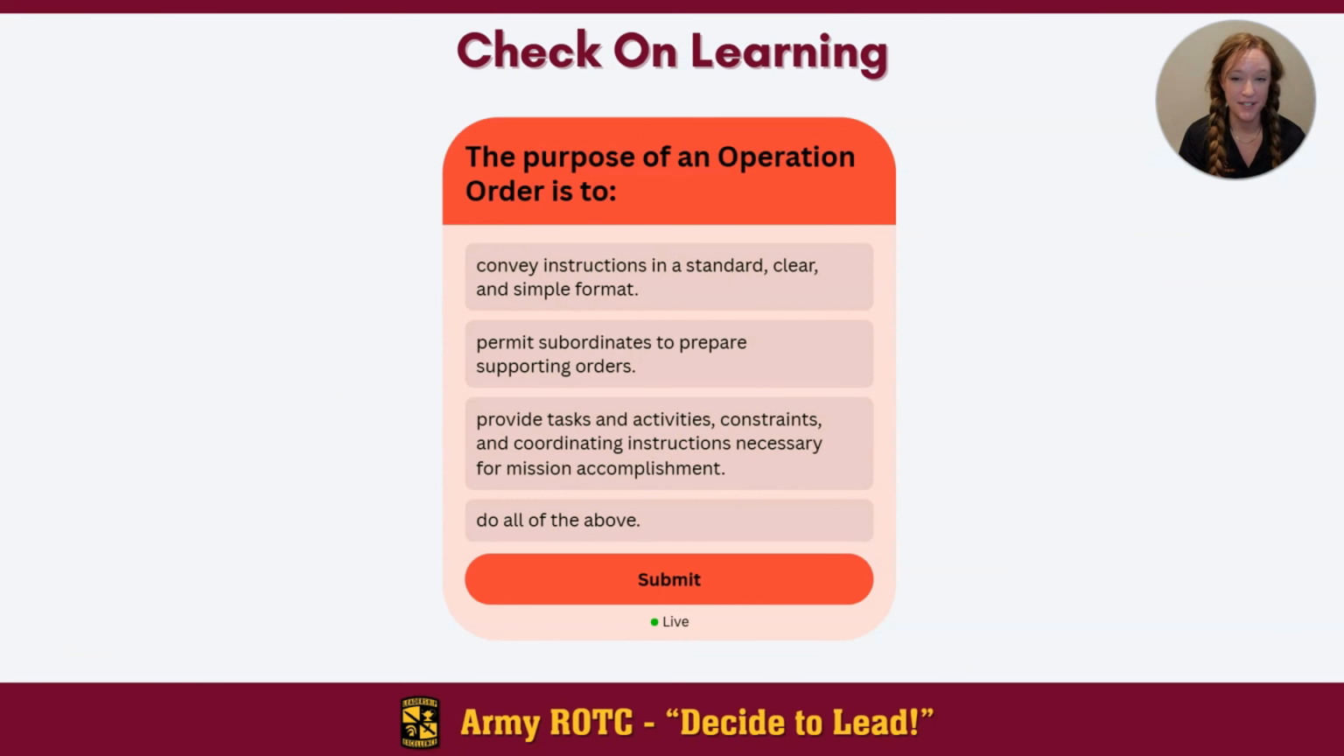So what's the purpose of an operation order? Is it to convey instructions in a clear, standard, simple format? What about permitting subordinates to prepare their supporting orders? Does it provide tasks, activities, constraints, and coordinating instructions that are necessary for their mission accomplishment? Well, yes, yes, and yes. All of the above. That's the purpose of our operation order.